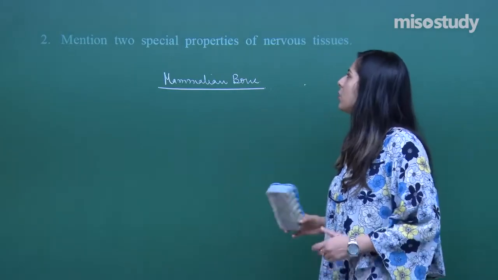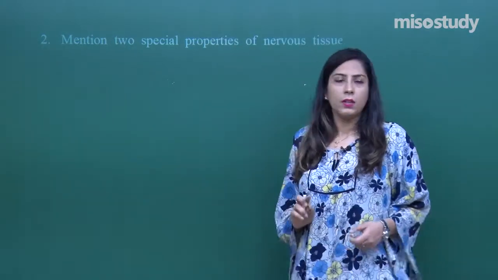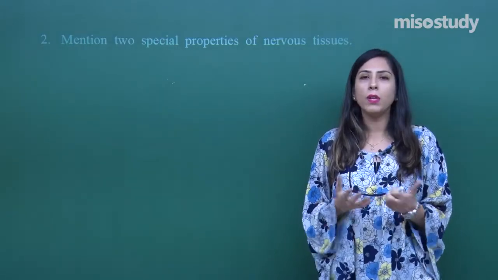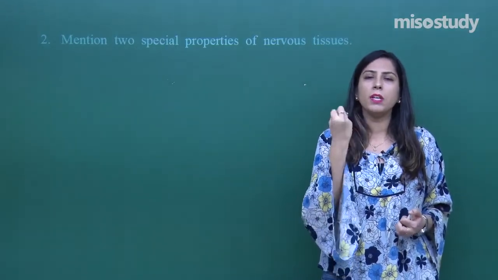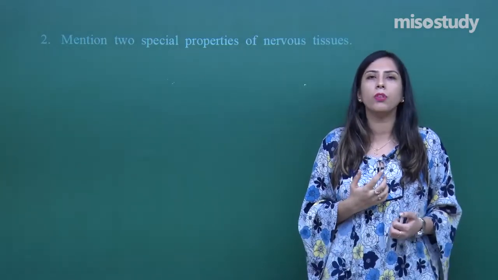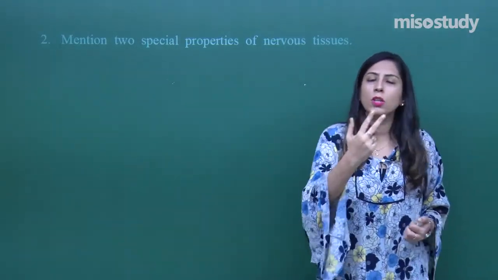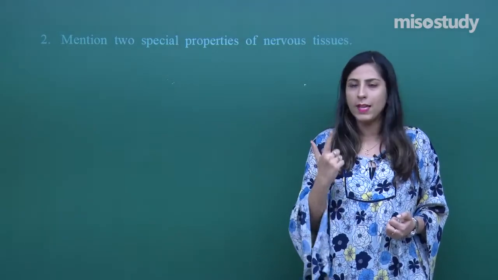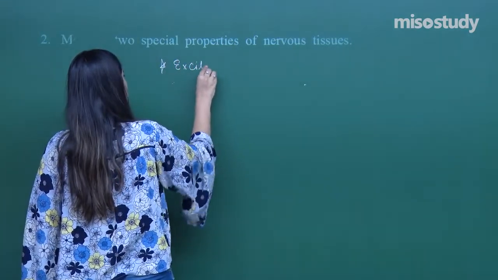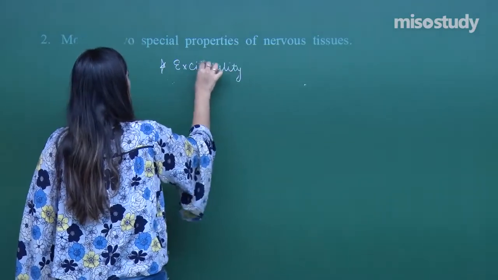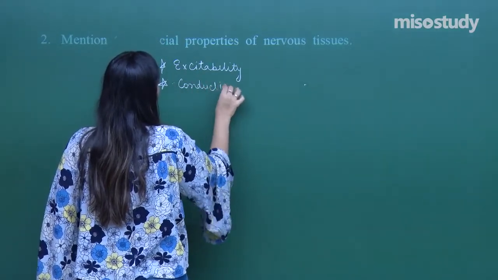The second question: mention 2 special properties of nervous tissue. In the nervous system, the neurons are present. And what do neurons do? They help in the transmission of nerve impulses from one place to another. They can be motor type, sensory type, or interneuron type. The 2 properties present in nervous tissue are excitability and conductivity. So the first one is excitability, and second is they help in conduction of nerve impulse, conductivity, right?